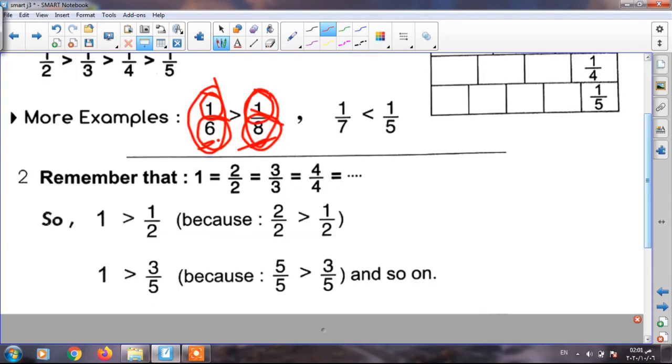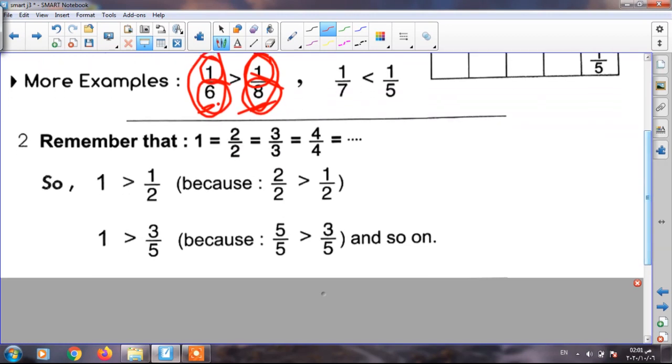The next, junior 4. I know that 1 equals 2/2, 3/3, 4/4 and so on. So I know that 1 whole equals how many halves? 2 halves. So I can write 1 as 2/2 or 2 halves. Where is the biggest, 2/2 or 1/2? Here I have the same denominator, so I will look at the numerator. The biggest numerator is the biggest fraction. It means 2/2 is bigger than 1/2. So I know that 2/2 is 1, so 1 is bigger than half.